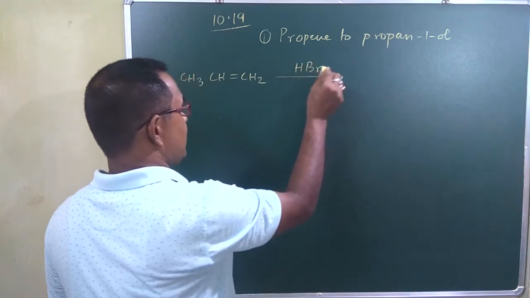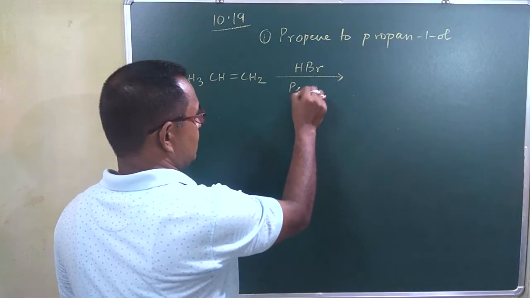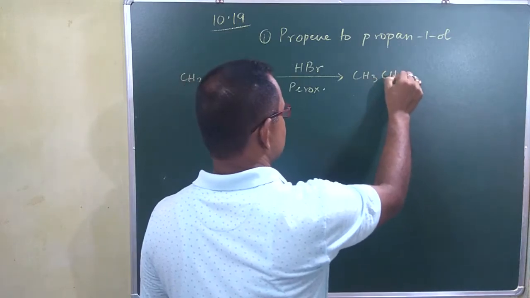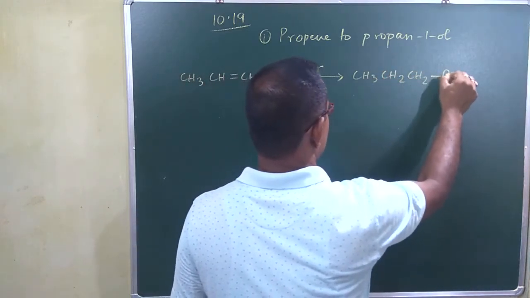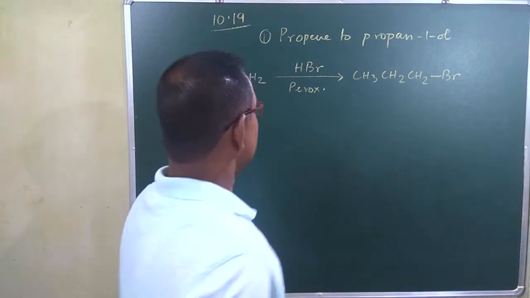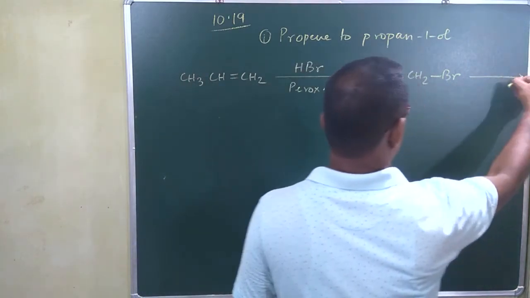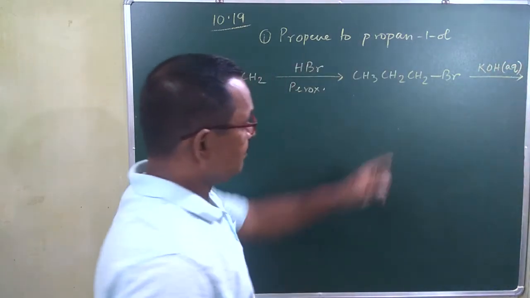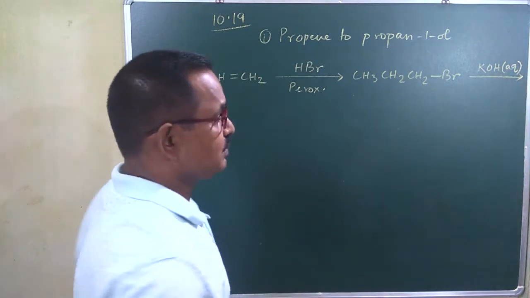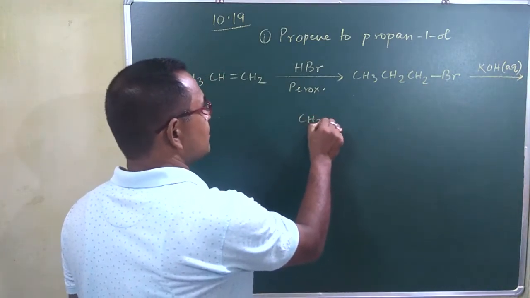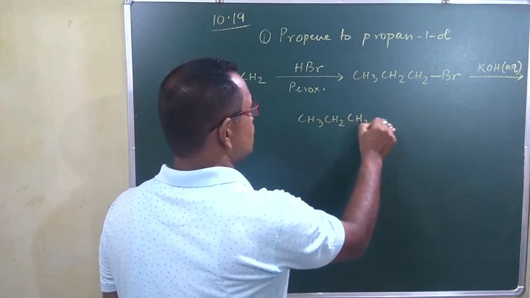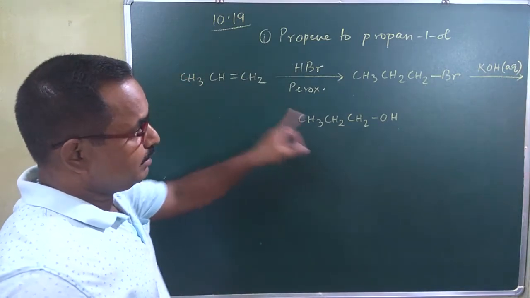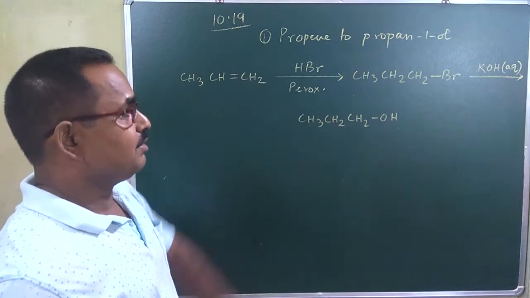Now if we react propene with HBr in presence of peroxide, what will happen? We will have CH3 CH2 CH2Br. This is 1-bromopropane. Now we will react this compound with aqueous potassium hydroxide. This will give us CH3 CH2 CH2OH. So starting from propene we can prepare propan-1-ol in this manner.